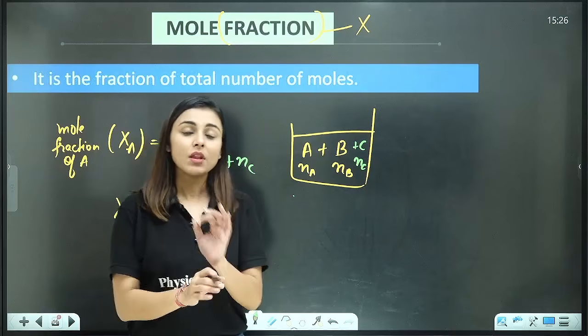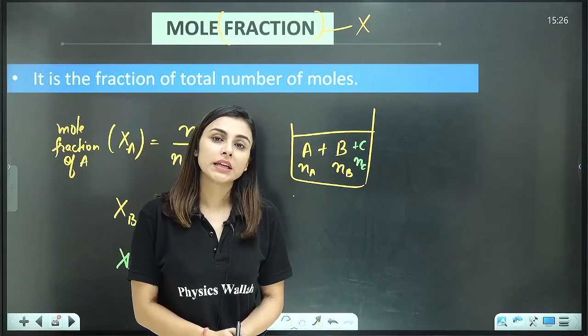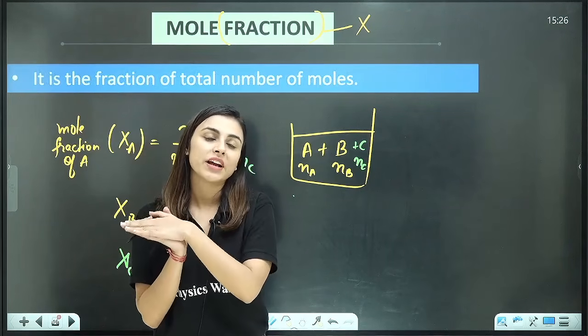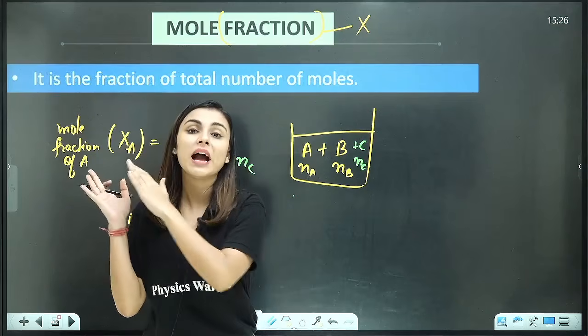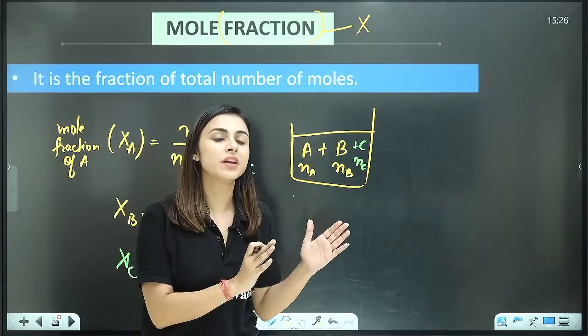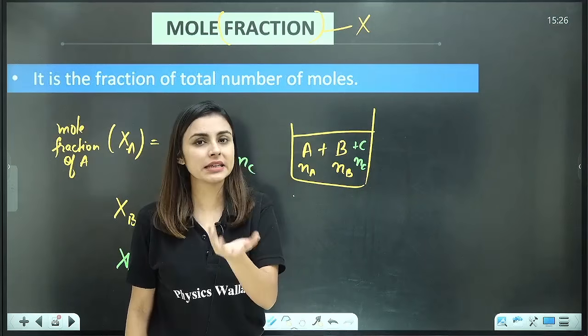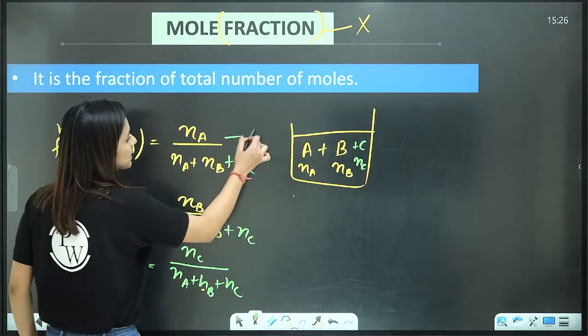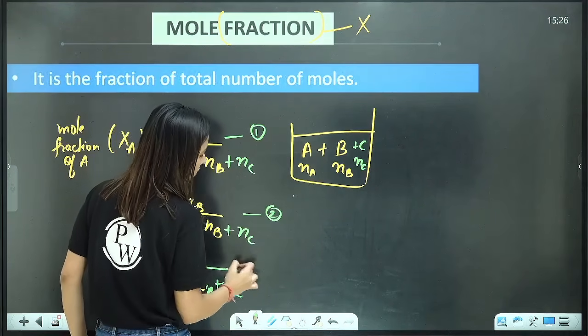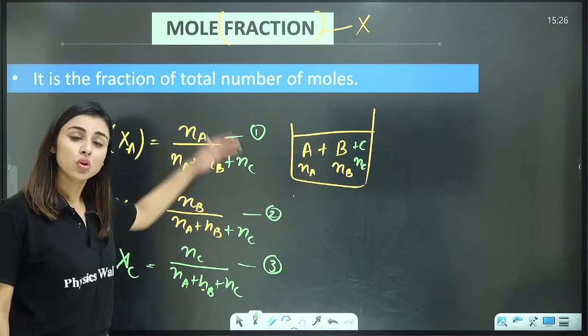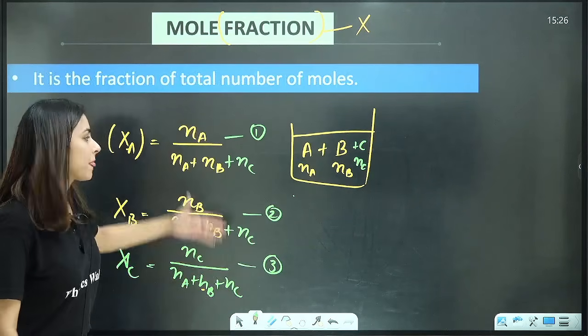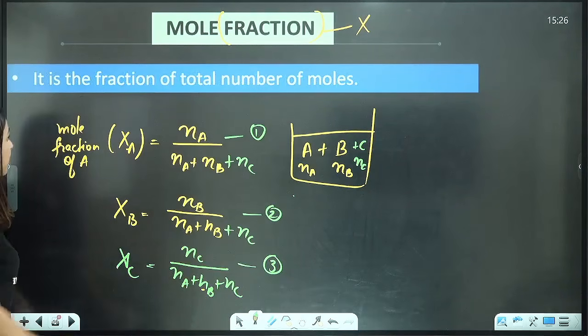Now, another important thing, all of the mole fractions are fractions, right? If you add all of them, you will get one value, because a fraction is out of 1. So add all these. Let us say this is 1, this is 2, and this is 3. What are you supposed to do? Just add all the 3.